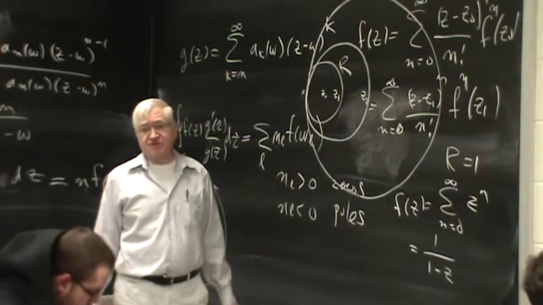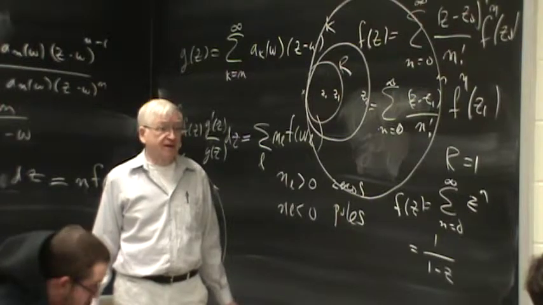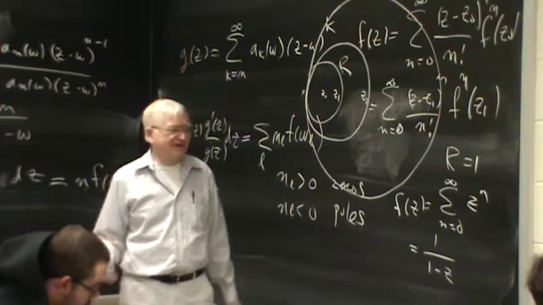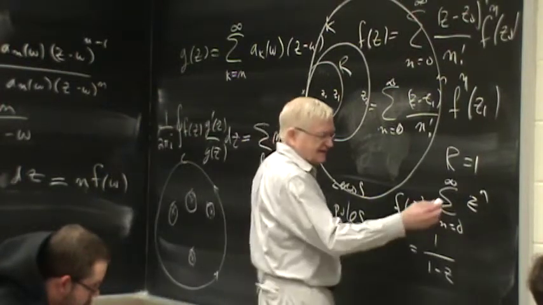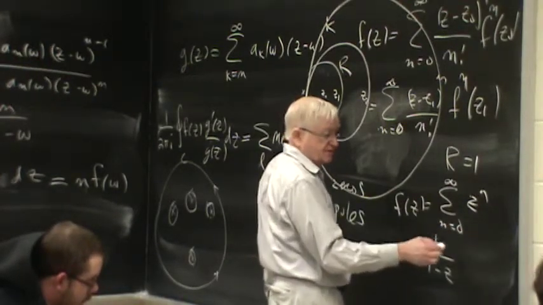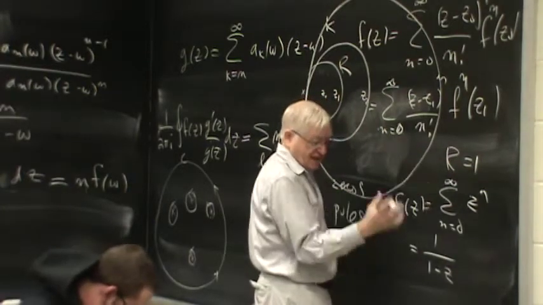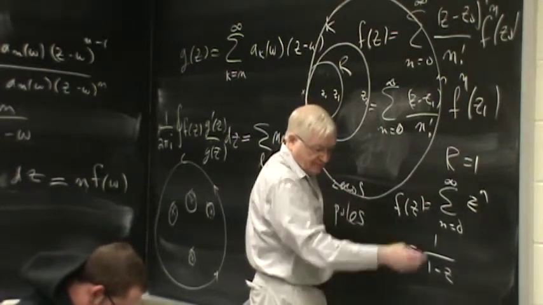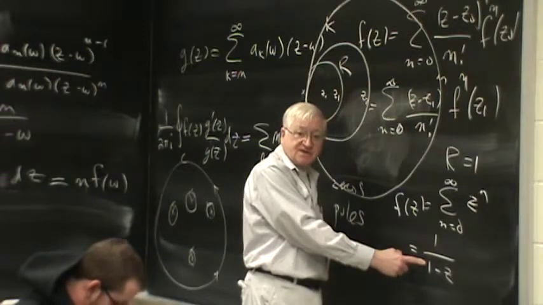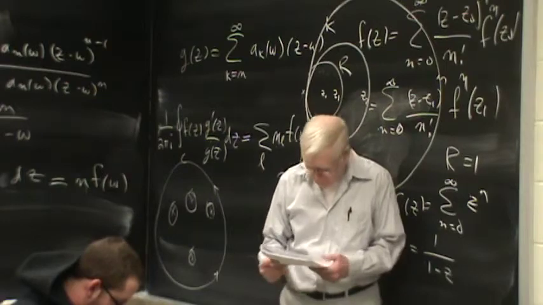Now we've got a function that's meromorphic and just has a simple pole at z equals 1. It's analytic everywhere. So in a sense, by doing the sum, we've analytically continued from a disk of radius 1 about 0 to the whole complex plane except for the point 1, z to the 1. That's an example of analytic continuation.